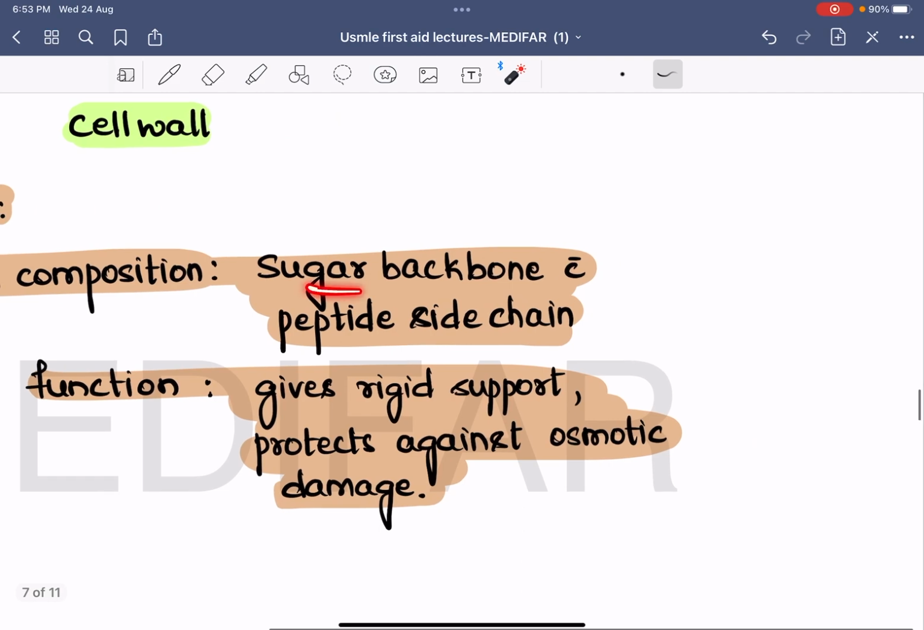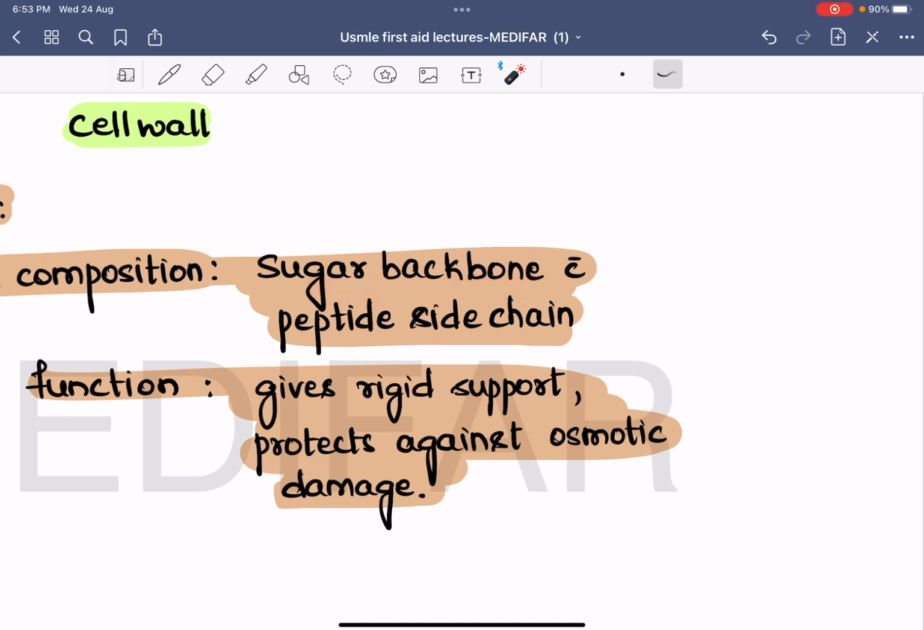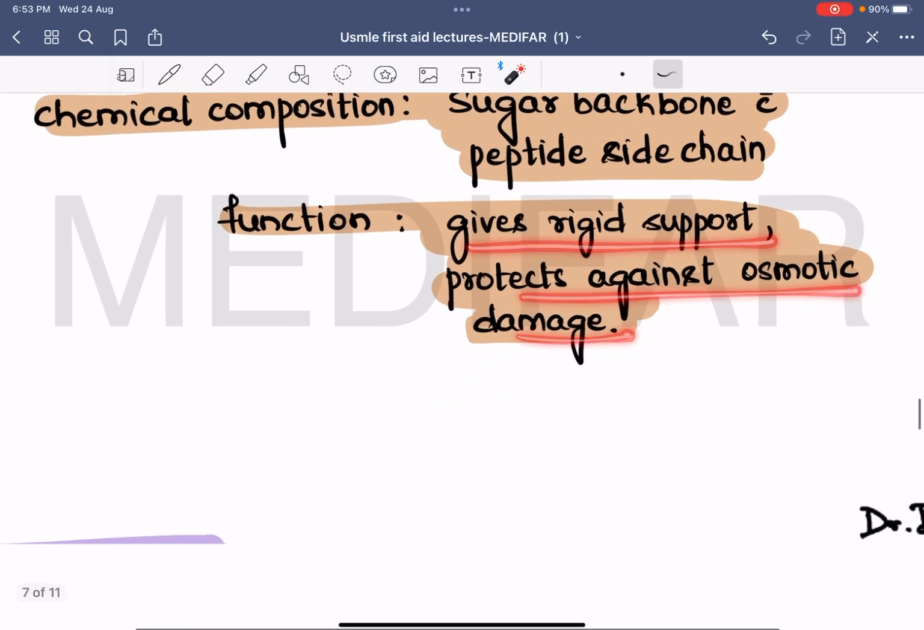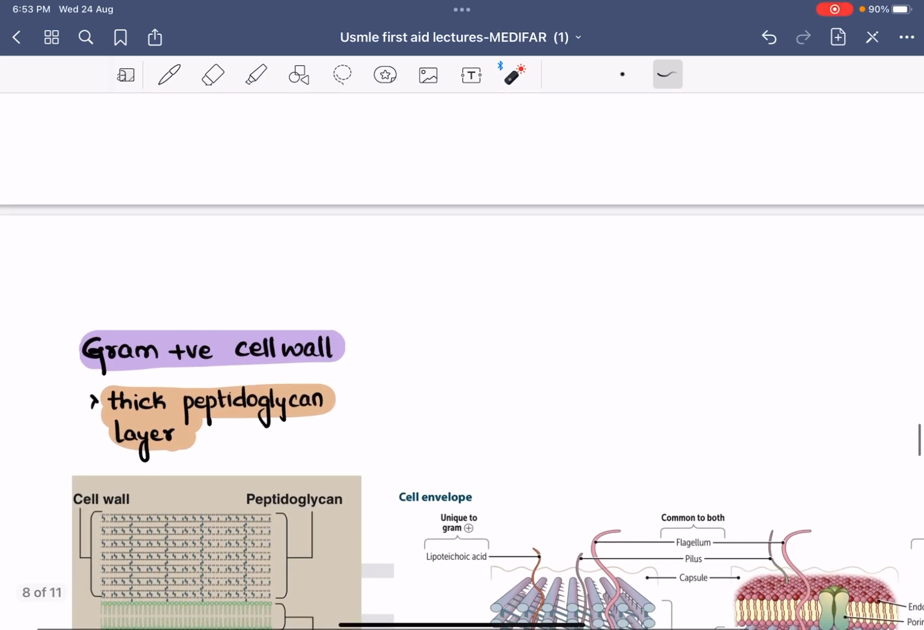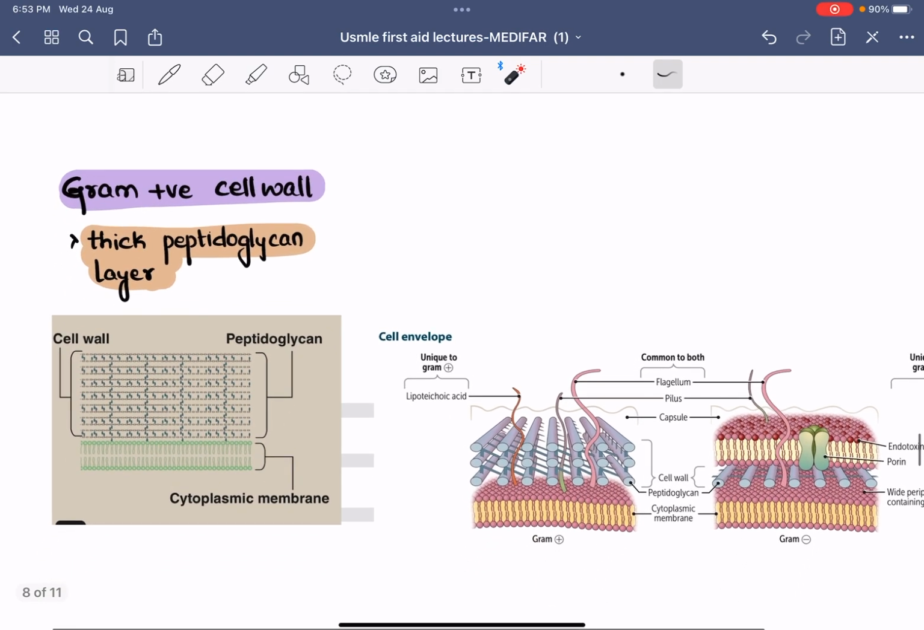Which is the sugar backbone? That is NAM and NAG with peptides. What is the function of the cell wall? It gives rigid support and protects against osmotic damage. We need to know in detail about the gram-positive bacterial cell wall and the gram-negative bacterial cell wall.